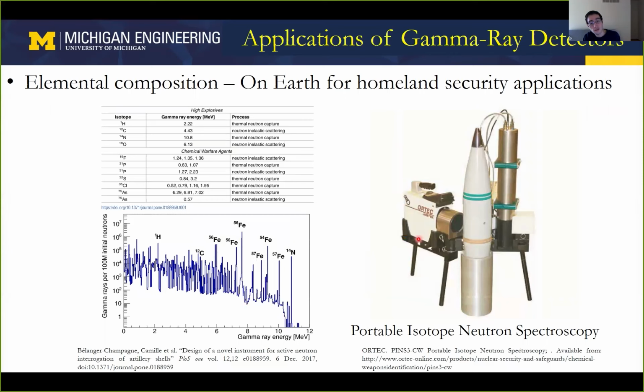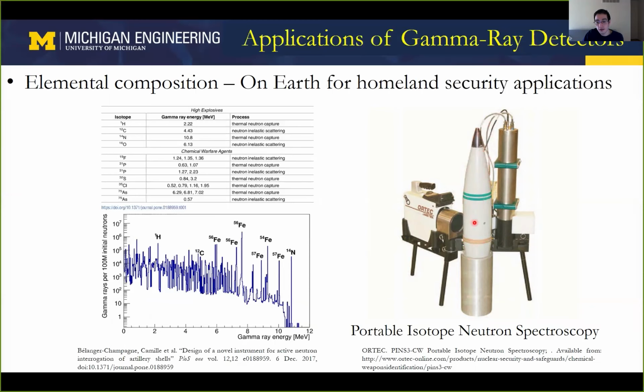Another one is via Homeland Security, which has a lot of usages for gamma ray detectors. One of them is the portable isotope neutron spectroscopy. Neutron spectroscopy is a little misleading because they use neutrons to do gamma ray spectroscopy. So here they have a neutron generator, which emits neutrons onto some target. In this case, it's an artillery shell.